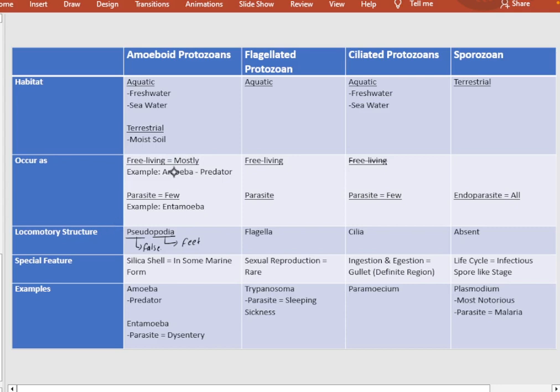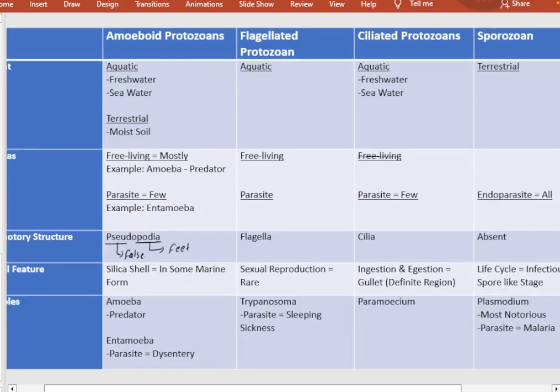An example is amoeba, a free living predator. Flagellated forms are also free living, though a few are parasites, so free living forms will be there. This is the concept. What are the special features? A silica shell like diatoms is present in some marine forms. Marine forms have a silica shell.